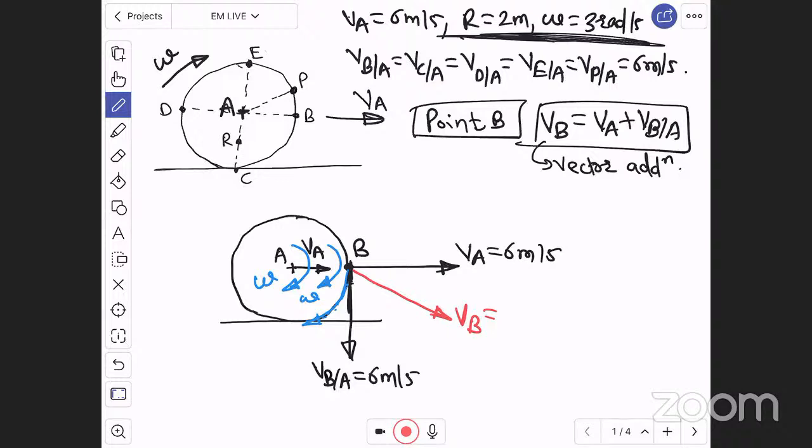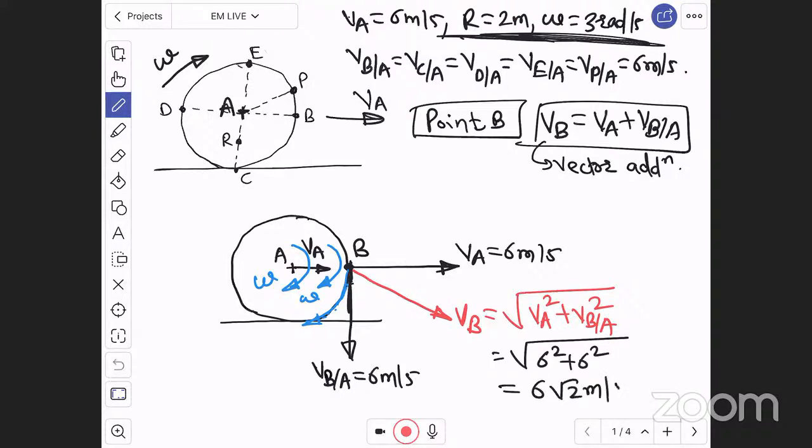Now, what is the law of parallelogram for two perpendicular vectors? Pythagoras theorem. For two perpendicular vectors, the law of parallelogram will become Pythagoras theorem. That is, under root of VA square plus velocity of B with respect to A square. This is the vector addition. That is law of parallelogram, right? We have seen this. Therefore, under root of 6 square plus 6 square, which will be equal to 6 root 2 meter per second.